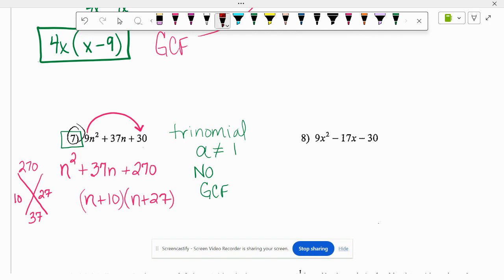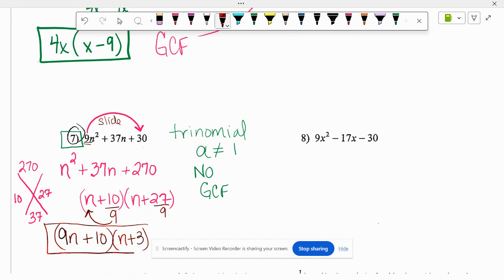But now I need to divide. I've already done the slide, and now I need to divide. So I have to divide both terms by 9. Well, let's see. 9 does not divide 10 nicely, so that's going to come out front, in front of the n, 9n plus 10. But the second term, 27, is divided nicely by 9. 27 divided by 9 is 3. So this is how question number 7 factors.